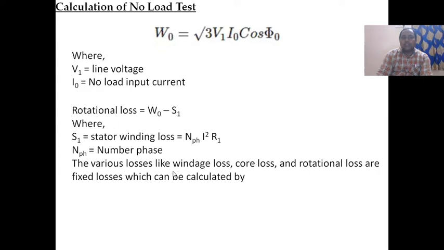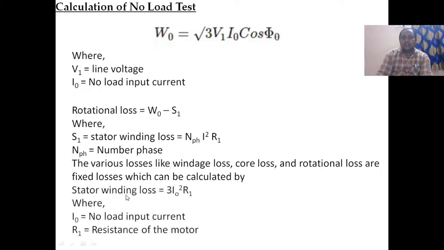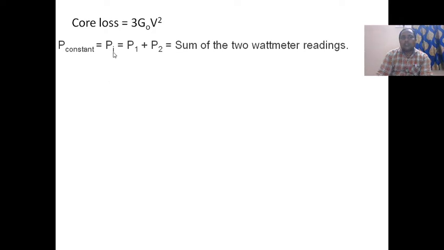The various losses like windage loss, core loss and rotational losses are fixed losses, which can be calculated. Stator winding loss is 3 I naught square R1, where I naught is the no load input current and R1 is the resistance of the motor. Core loss is 3 times G naught V square, where G is the conductance. So P is equal to P1 plus P2, the sum of the 2 wattmeter readings.